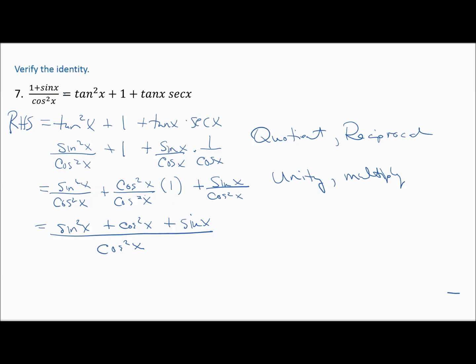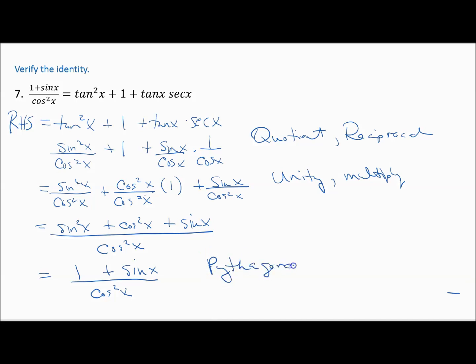I think I hear you. I hear you. Pythagorean identity, right? So I got a sine squared of x plus cosine squared of x. That's my most important dude right there. Pythagorean identity. So that's 1 plus sine of x over cosine squared of x. So it's Pythagorean that got me here.